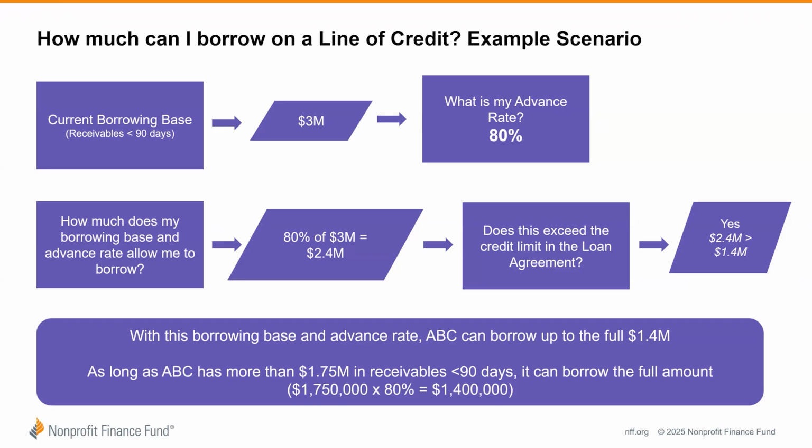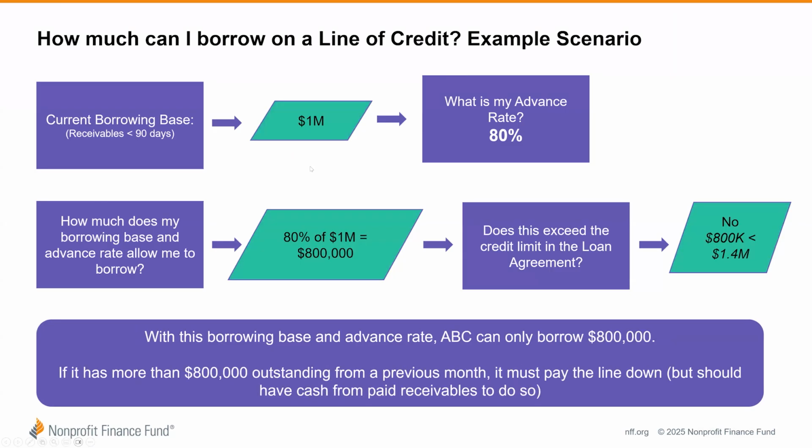Let's say you do that. Now, in the following month, your receivables go down because some of those contracts paid. Your eligible receivables drop to 1 million. So 80% of that is 800,000. That becomes your new borrowing limit. So if you still have 1.4 million outstanding on the line, you need to make a payment to bring your balance down to $800,000 or less. Fortunately, you still have the cash to do that because those reimbursements came through.